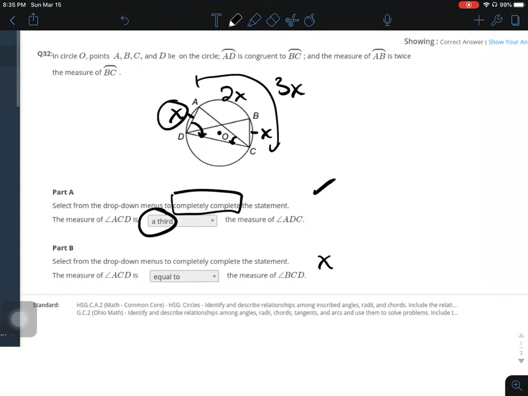That one was fine. Part B is the same question asked for a different angle, but it's the same answer. It's also a third, which you probably already knew. Angle A, let me just mark the essentials here. Angle ACD, it's this fella right here, whose intercepted arc is x. How does that compare to BCD? Well, BCD is 3x. So how does x compare to 3x? It's a third. Really sorry that those answers were wrong.